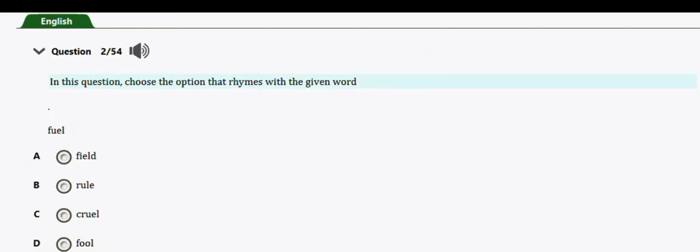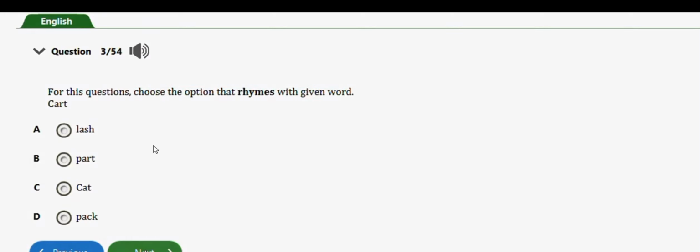So it says, in this question, choose the option that rhymes with the given word. We have fuel. So field, rude, cruel, full, cool. The right answer is option C. Fuel rhymes with cool. So that's it for this question. Let's go to the next question.